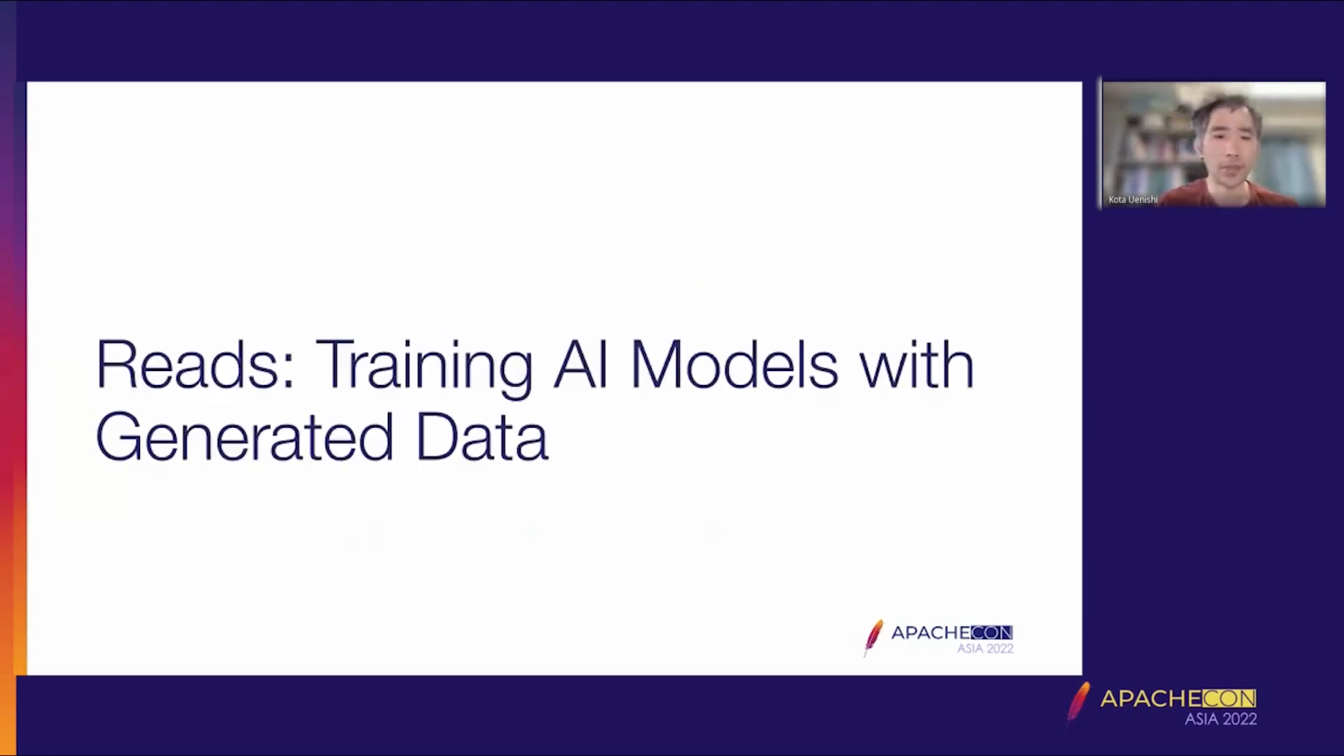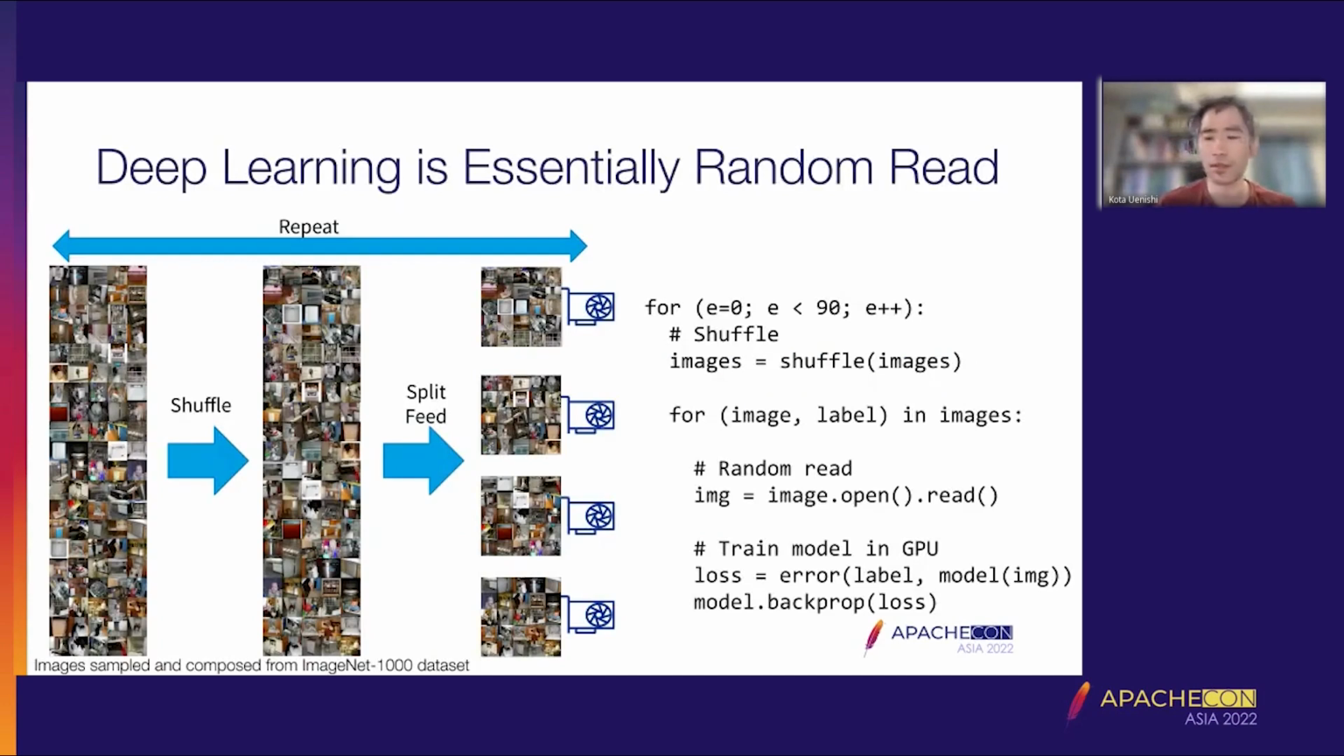But let me describe from the basics how reads work when training AI models with generated data. Regardless of whether the data is generated or your own data, the workload or I/O pattern of deep learning does not differ so much. It's essentially a repeated random read, so the example code here is enough to describe the workload. A session of reading the whole data is repeated several times, like a training image typically being read 90 times over all the data, and the images are shuffled every time. So you just can't assume bulk read or sequential read in this case.